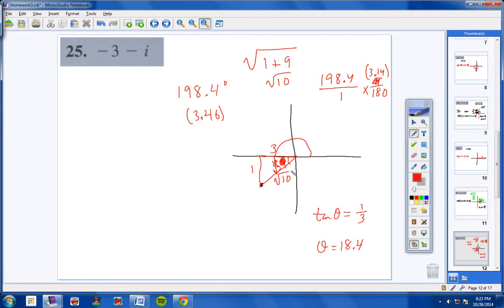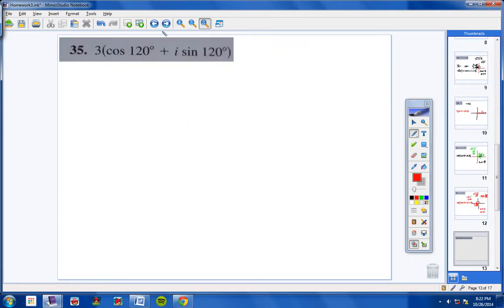So the hypotenuse, or the absolute value, was the square root of 10. So we have square root of 10 parentheses cosine of 3.46 plus i sine 3.46. Let me check the back of the book real quick. Hopefully we're in the general ballpark, and we are exactly right. So moving on to number 35.